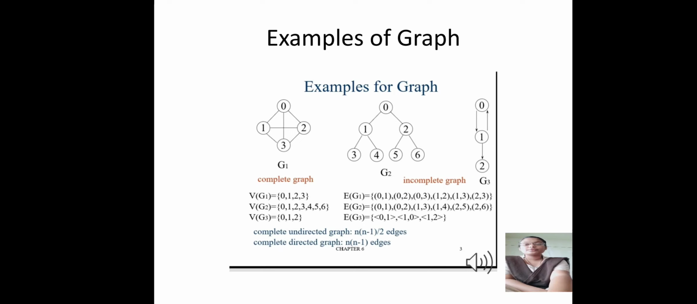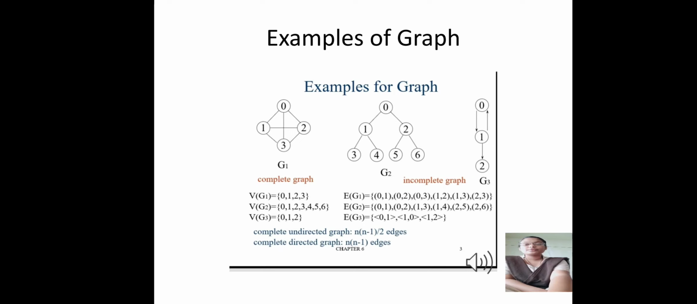So we have to see whether it is complete or incomplete by substituting in the formula n of n minus 1 by 2. Here the vertices are 4, so 4 of 4 minus 1 by 2 is 6. Here the edges are 6, so it is a complete graph. And now we will see the second example, the graph G2.